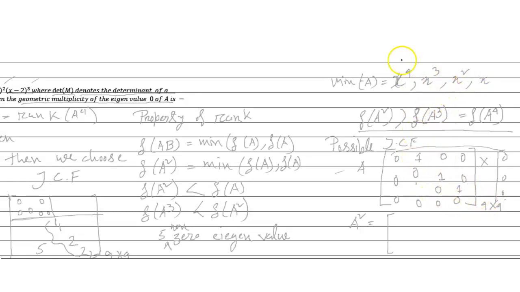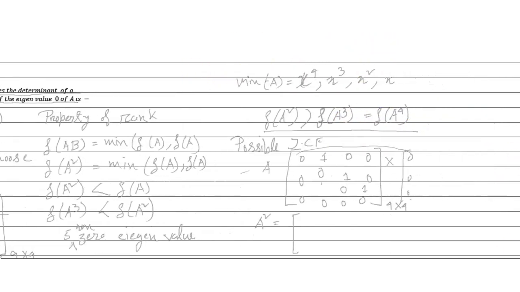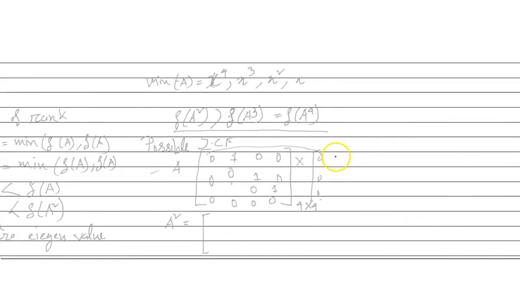If I choose at first x to the power 4, then with this relationship, if you multiply, I don't have so much time, you will write here all zeros.